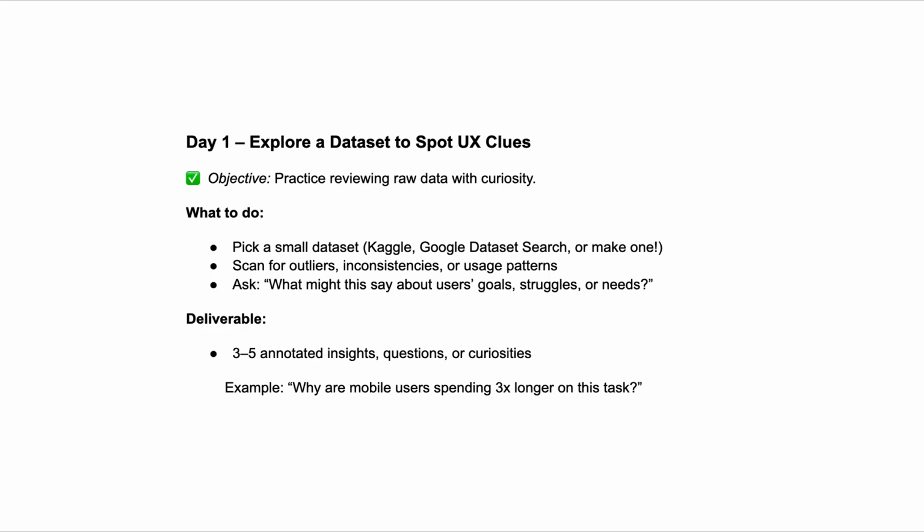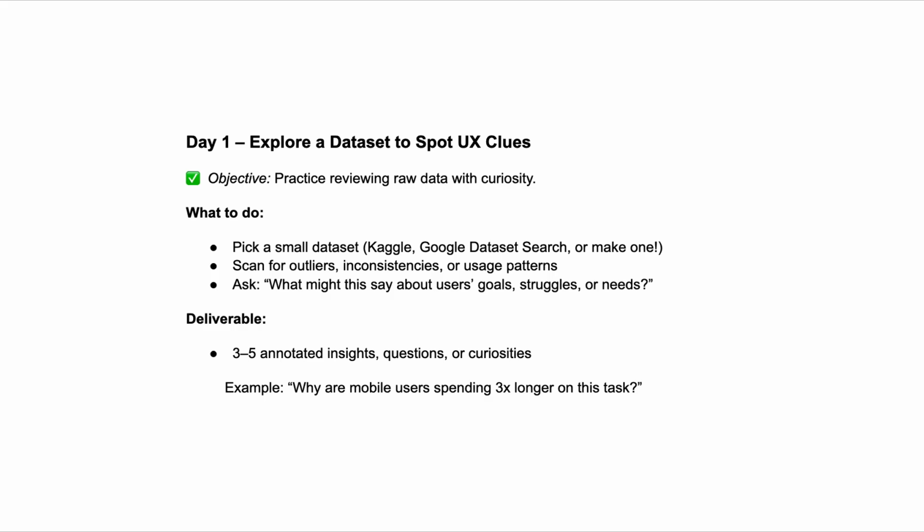Look through the data sets. This may require that you put them in a program like Access or Excel. Scan for outliers, inconsistencies, or usage patterns. So you're really looking for something that stands out as unusual, something beyond just completely randomized data, something that potentially could speak to a problem that needs to be solved for.